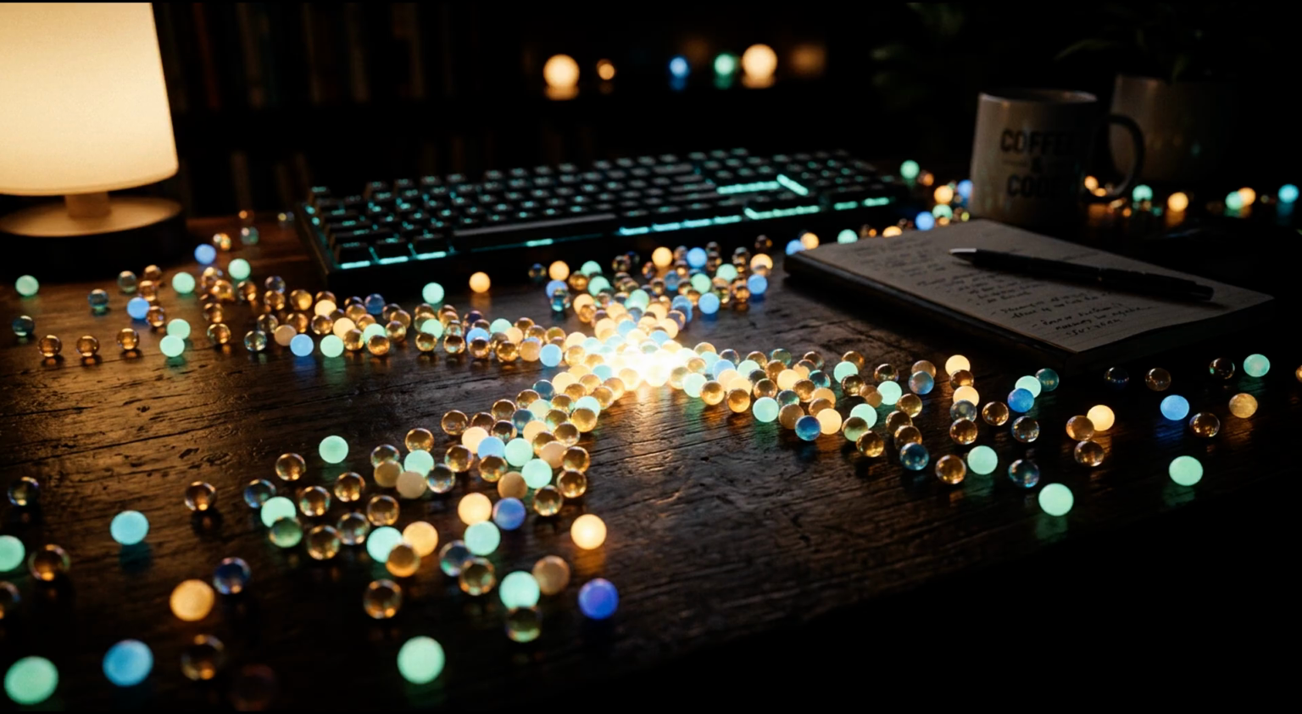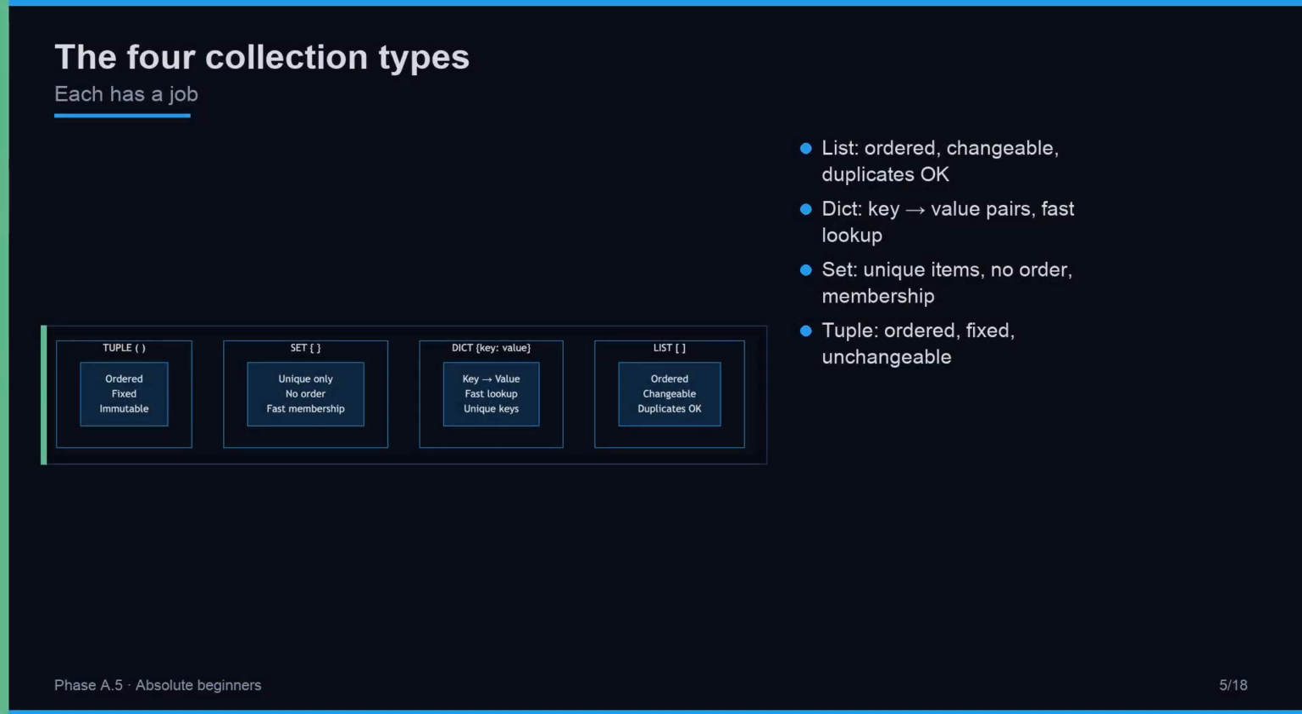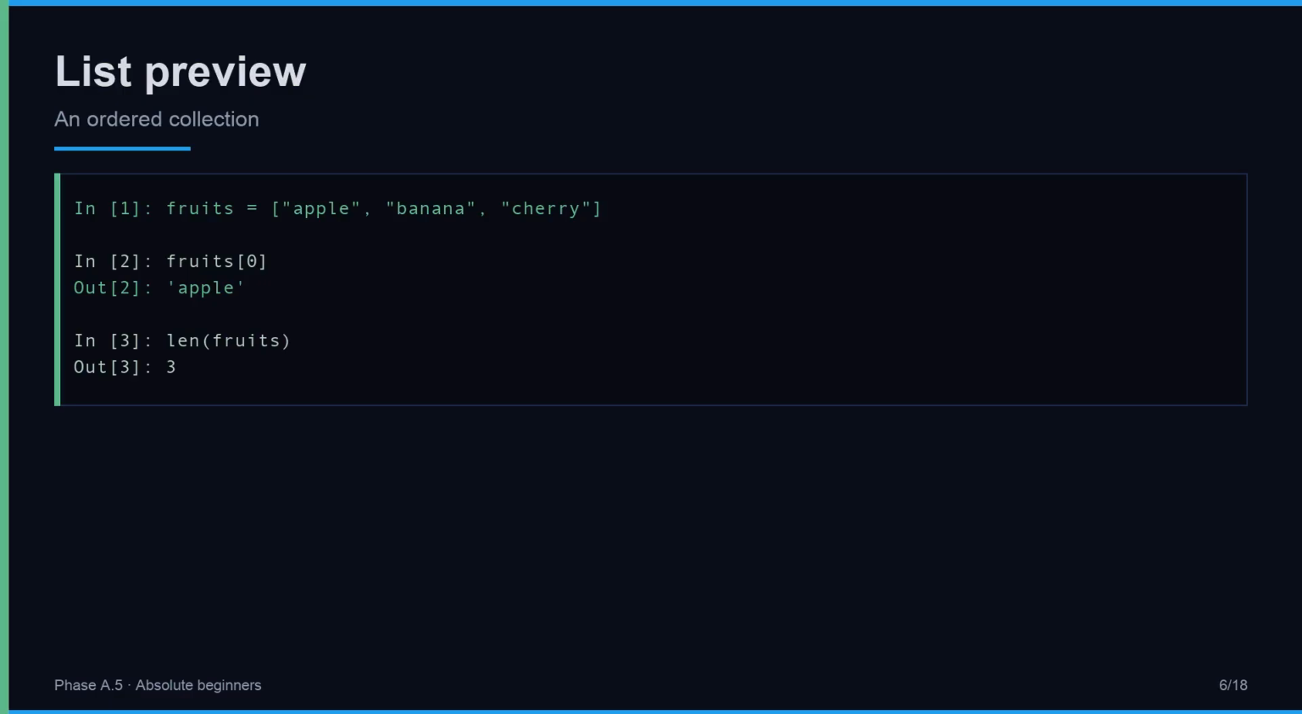The real world has many things, many names, many scores, many options. Python gives you tools to hold them all. Python gives you 4 main collection types. A list is an ordered row, first item, second item, third item, like a shopping list. A dictionary maps keys to values, like a phone book where a name points to a number. A set holds unique items, no duplicates, like a collection of tags. A tuple is fixed, like a list, but you cannot change it once created. Each has a job. We meet them one at a time in the lessons ahead. 4 tools, 4 jobs.